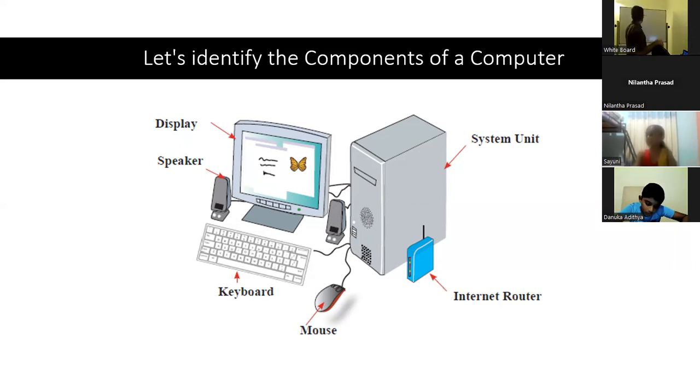Right. So we can say input device. One is going to be mouse. Mouse is one input device to the computer. So you can select things. We'll discuss them later in detail. The other one is keyboard. Yeah. Right.